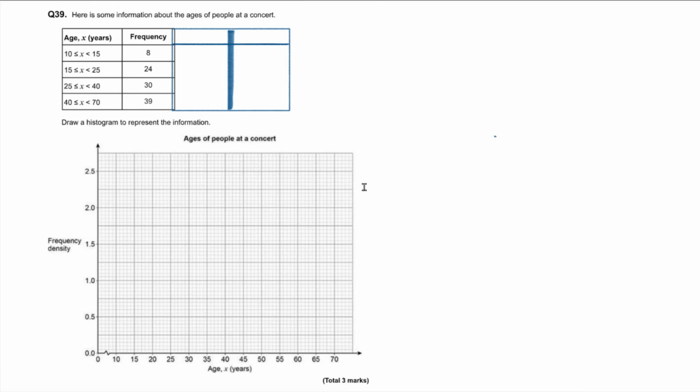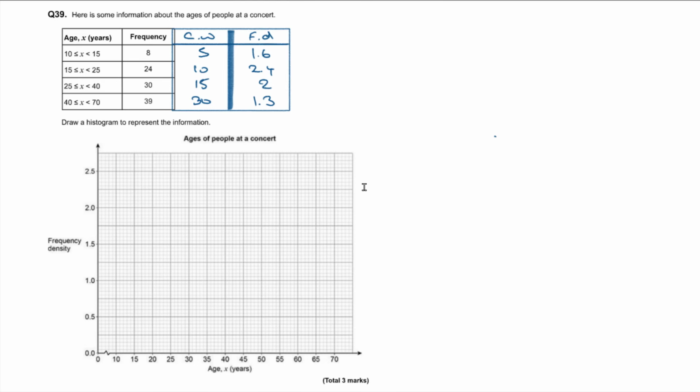Right, so then let's work this out. So this is going to be class width, and this is going to be frequency density like before. Okay, so class width from 10 to 15, that's got a class width of 5. 15 to 25, that's 10. 25 to 40, that's 15. And from 40 to 70, that's 30. Frequency density then, 8 divided by 5, double it divided by 10 is 1.6. 24 divided by 10, that's 2.4. 30 divided by 15, well I know that, it's just 2. And then 39 divided by 30, well 39 divided by 3 would be 13, and then divided by 10 it'd be 1.3. Okay, so I've got all my frequency densities.